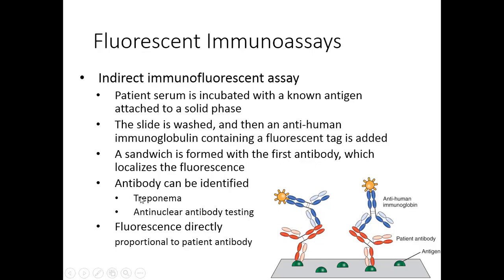We use this for treponemal antigens. We use it for antinuclear antibodies, and we're going to spend some time on that later on in the semester. That's a really important diagnostic tool for us. And in this case, the fluorescence is directly proportional to the patient antibody. It's 1-to-1 and there's no competition, so we know it's directly proportional.